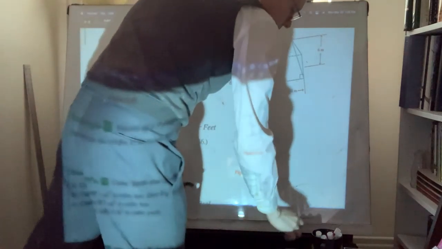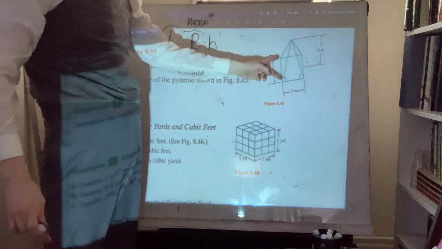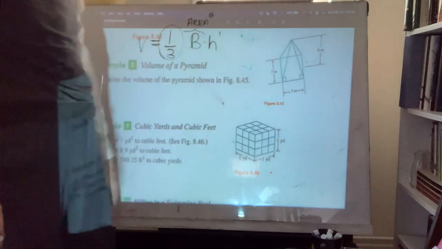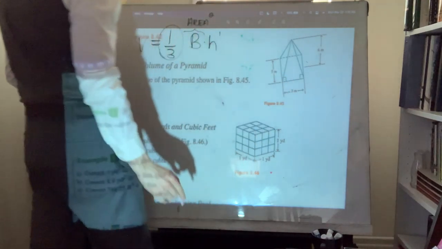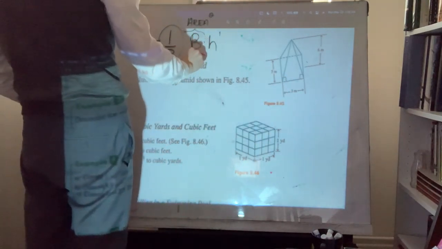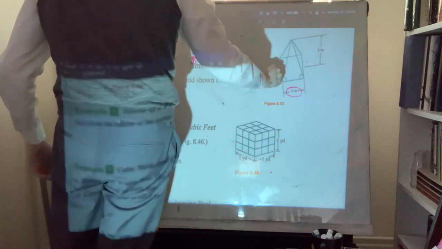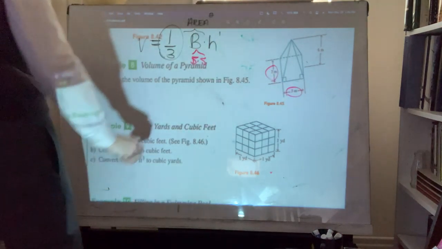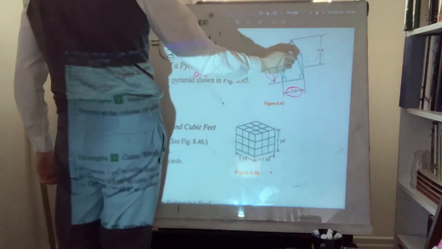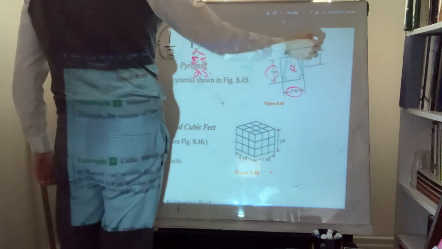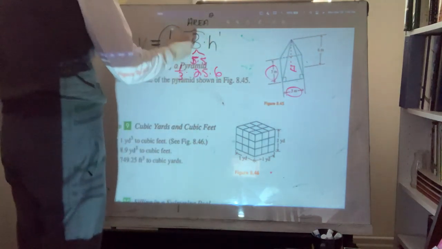So, again, they use a capital B for the area of the base because the base of the pyramid could be, in theory, any shape, any polygon. But this one happens to be square. So the area here is 5 times 5, because those are the dimensions of the square base, which makes it 25. How tall it is, the inside height, apparently is 6 inches. And then you would multiply by 1/3.